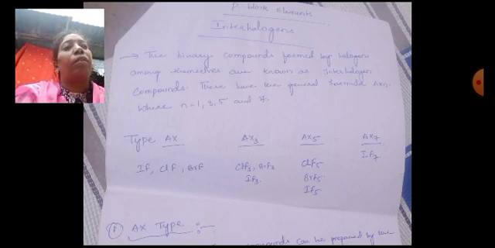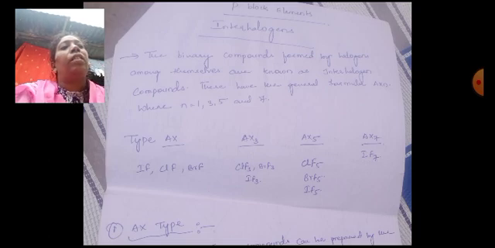What do you mean by interhalogen compounds? Interhalogen compounds means halogens. What are halogens? Halogens means electronegative atoms like fluorine, chlorine, bromine, iodine are called halogens. Interhalogen means one halogen is combined with another halogen. Remember that no same halogen will be combined. Two different halogens are combined.